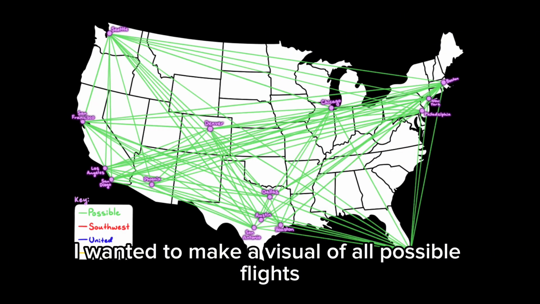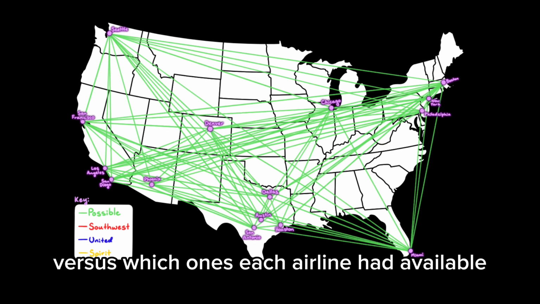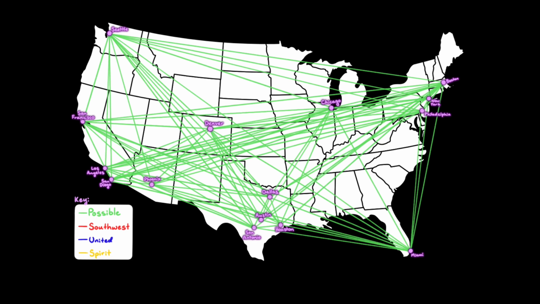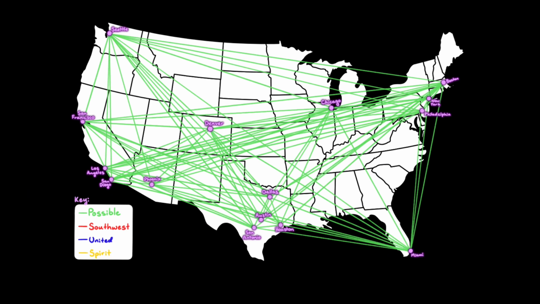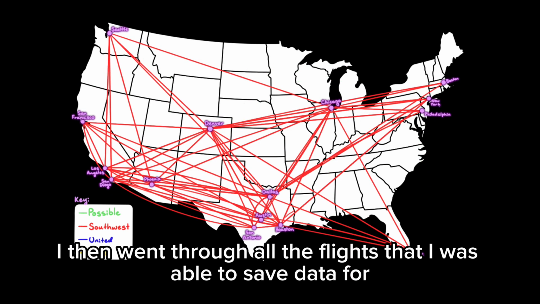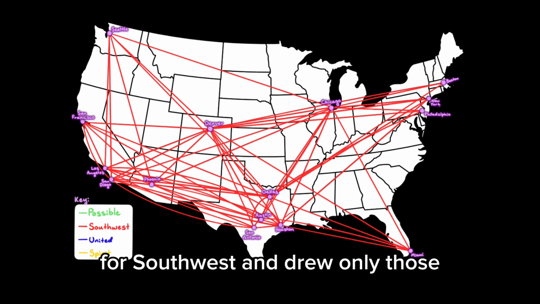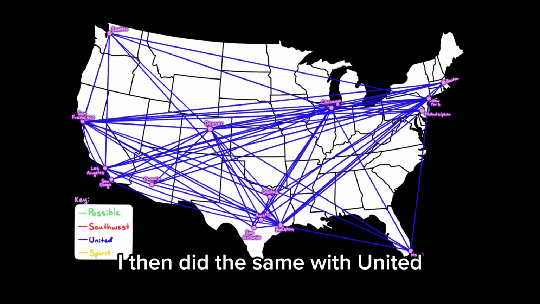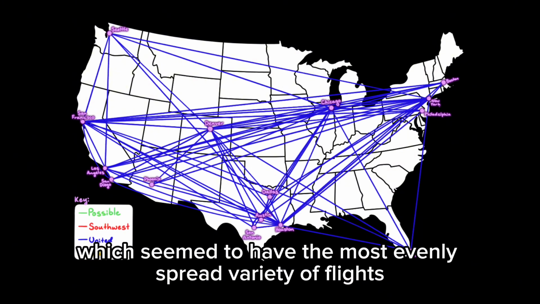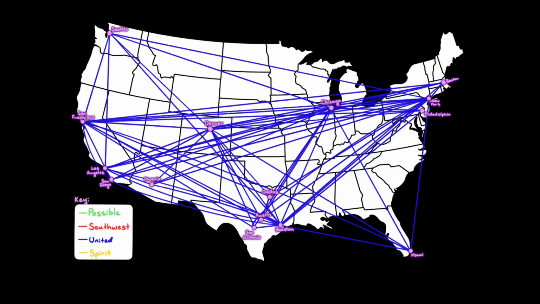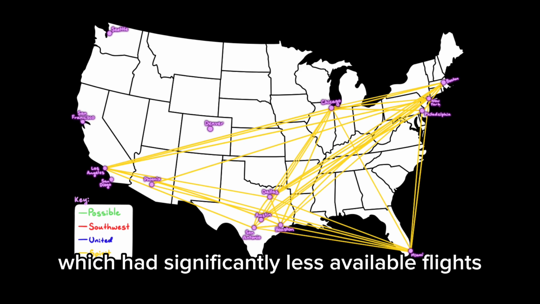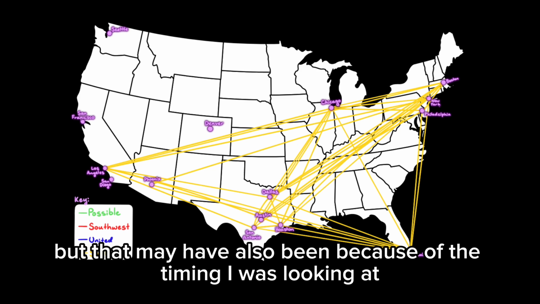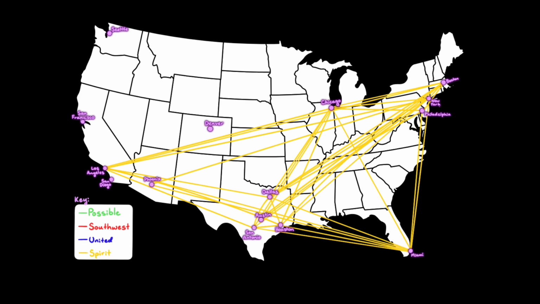I wanted to make a visual of all possible flights versus which ones each airline had available. As my comparison, I connected every one of my airports to all of the others. I then went through all the flights that I was able to save data for Southwest and drew only those. I then did the same with United, which seemed to have the most evenly spread variety of flights. I then did the same with Spirit, which had significantly less available flights, but that may have also been because of the timing I was looking at.